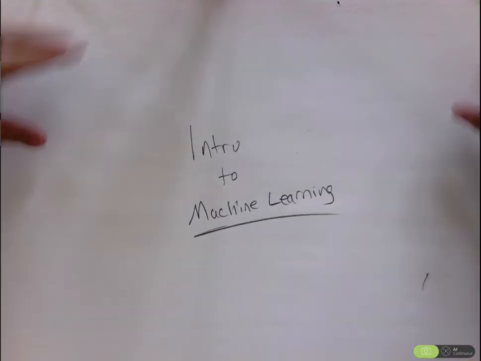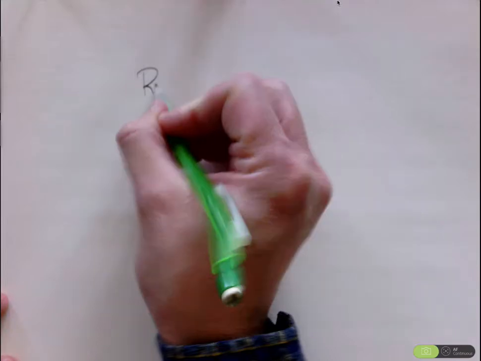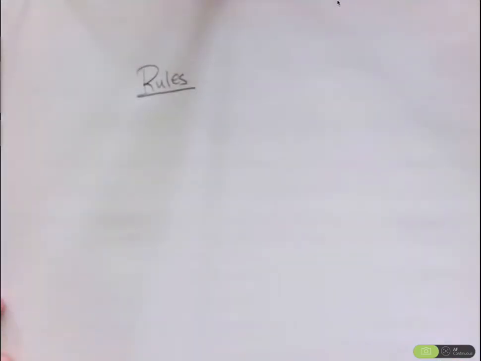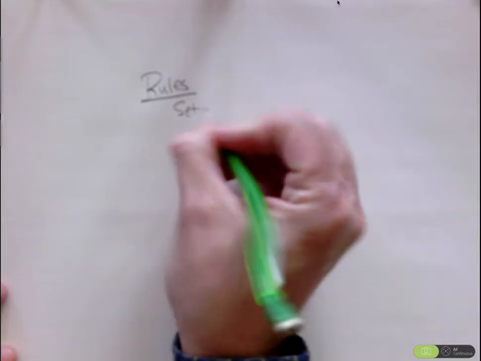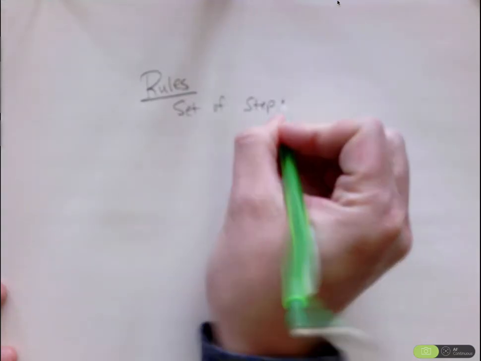So it's actually not that complicated. I'm going to start off by explaining a little bit how computers traditionally have been programmed, as well as how humans go about learning. So the way computers traditionally have been coded is to use rules. And rules use a very basic approach where we give a set of steps to the computer and it executes them.